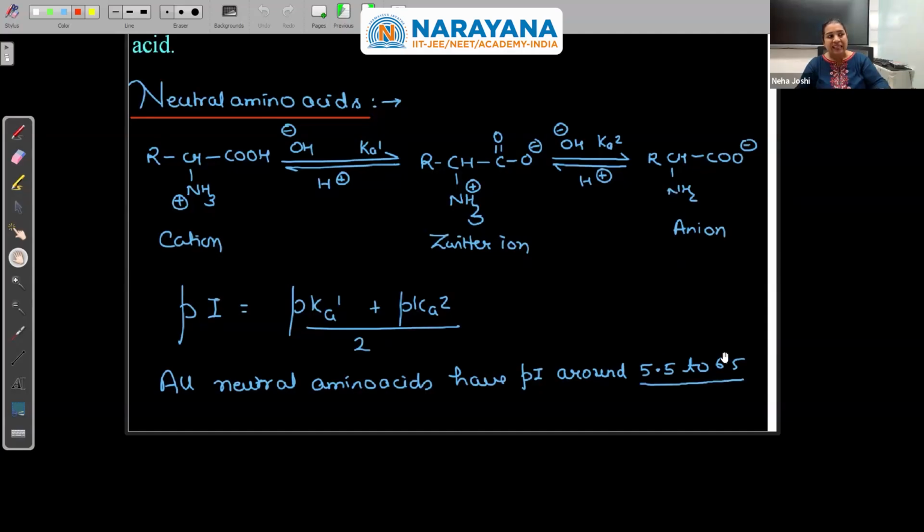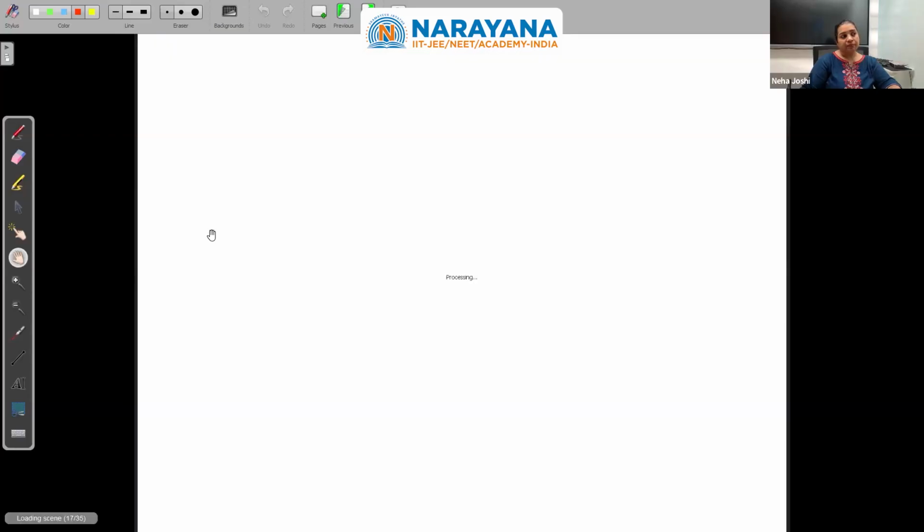If they say what will be the species existing for this neutral amino acid at pH 2. So pH 2 is less than this. It means it is more acidic. So I have to make it more acidic. Then what is the existing species? You will report it exists as a cation. Okay, neutral amino acid. So an amino acid above its isoelectric pH will exist as anion. Below its isoelectric pH will exist as cation.